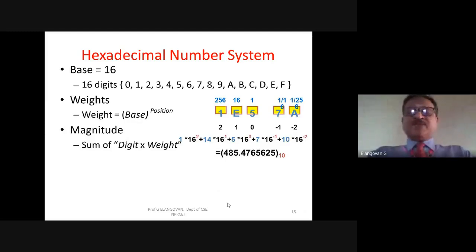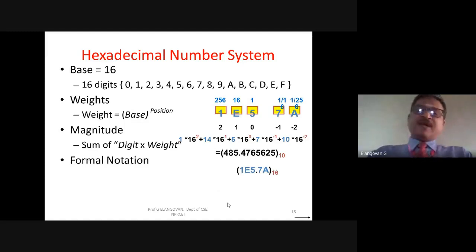And don't worry about the conversions and all, we are going to concentrate again on how to convert from one number to another number. Now you just understood that different numbering systems exist. So the equivalent hexadecimal number we are given is 1E5.7A, and if you convert it to our conventional number, it comes as 485.4765625.